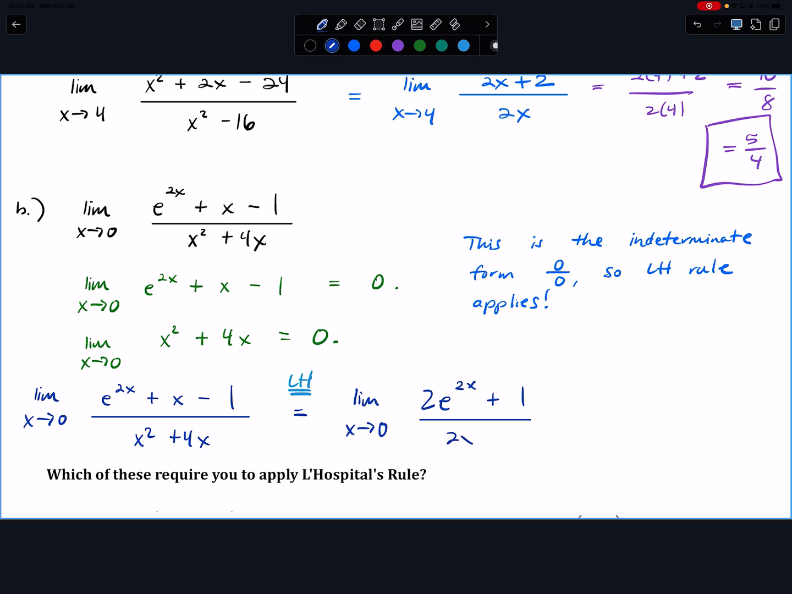2x plus 4. Okay, try substituting again. E to the 2 times 0. What's anything to the 0 power? 1. What's 1 times 2? So this is equal to 2 plus 1 divided by 2 times 0 is 0. 0 plus 4 is 4. So this simplifies to 3/4.